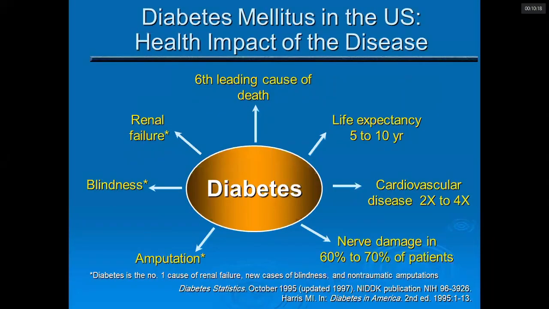Diabetes in the US, the health impact of the disease. Diabetes is a major health problem and is the sixth leading cause of death. And with its complications, it may be the number one cause of death.